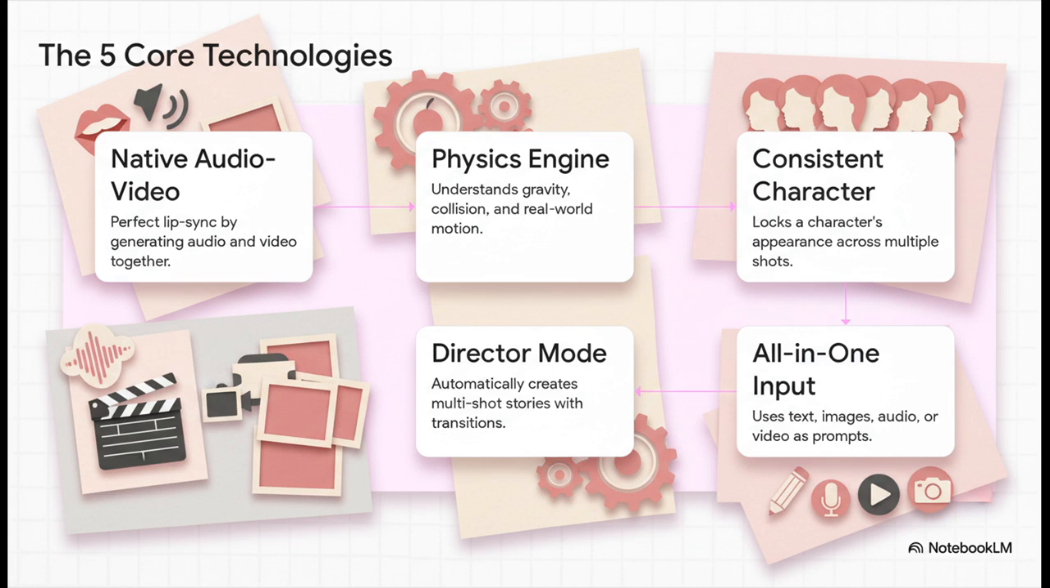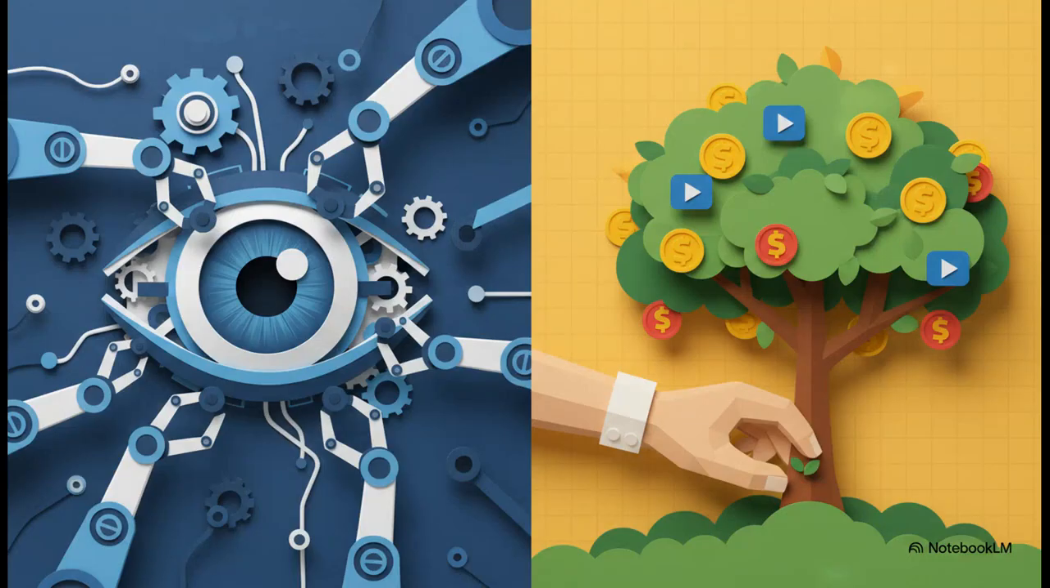Third, it can lock onto a character's identity so they look the same scene after scene. Fourth, you can throw anything at it, text, pictures, even other videos as your starting point. And finally, it has this director mode that can automatically piece together a multi-shot story with real pacing and cuts. It's wild. And this, right here, this is the crucial shift in thinking. While all the other AI models were still stuck on the technical puzzle of just, does it look real, Seedance 2.0 leapfrogged everyone and started asking the question that actually matters to creators and businesses. Can you use this thing to make a living?